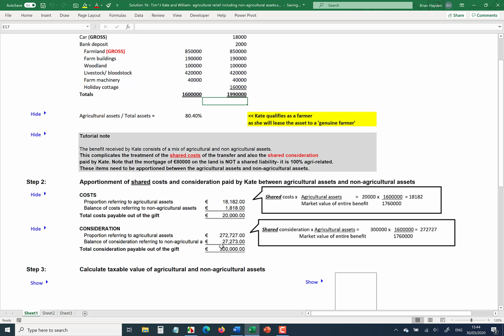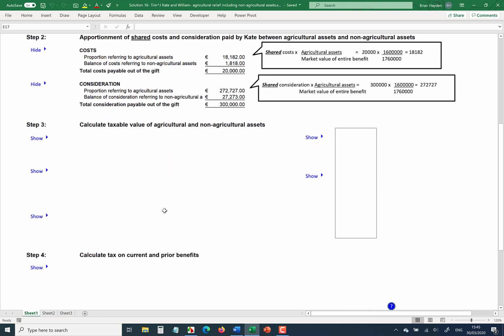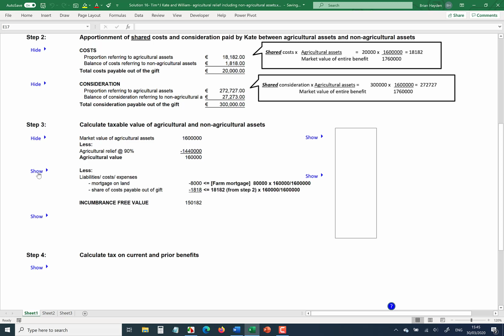Now, once we've done that apportionment, we can then use these values in the determination of assessable value. So we have to figure out the value of the agricultural assets. Remember, the agricultural relief applies to those assets, and the value of the holiday cottage. So just going down to the next step. The agricultural benefit was 1.6 million. We deduct a straight 90%, as you've seen before. So that leaves 160,000. Now we then deduct the liabilities, costs and expenses.